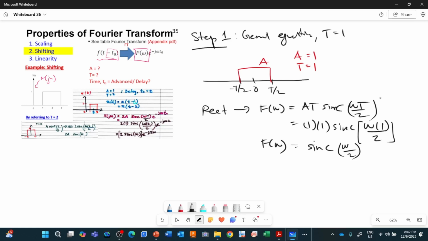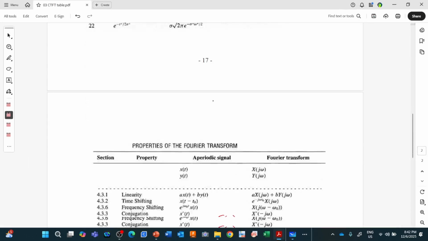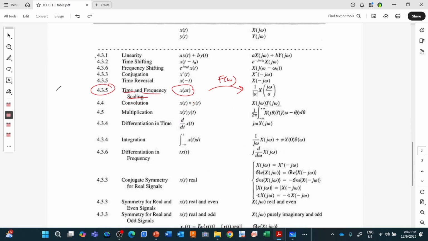Okay, so right now finish writing. After doing that, the next step is what? You need to look at the property based on the Fourier transform table. Can you find the time shifting? This one, right? So you have x(t - tau), basically t minus t naught, where t naught is the shifting value. It's given by e^(-j omega t naught) X(j omega).